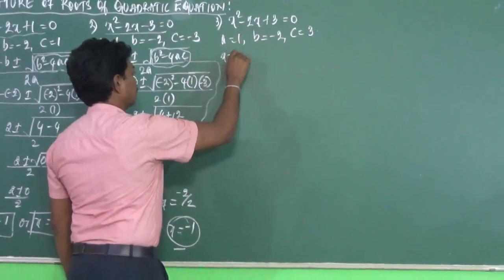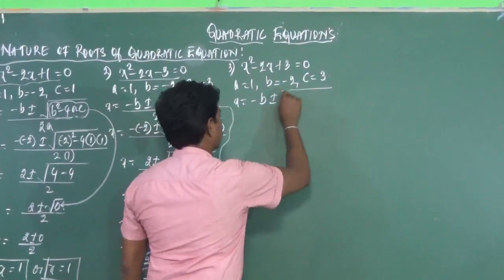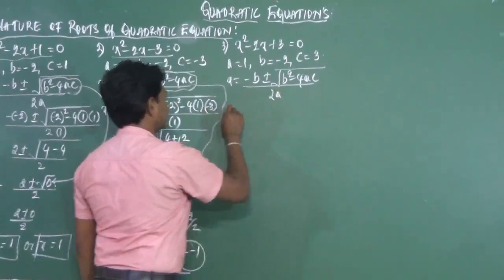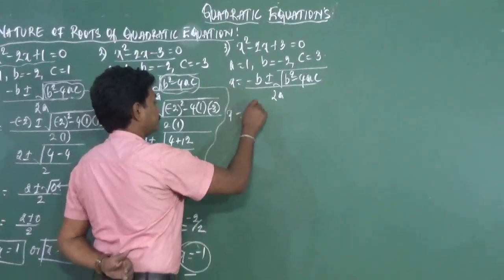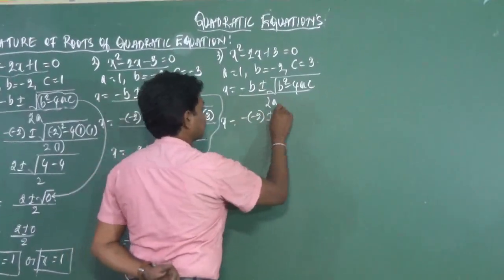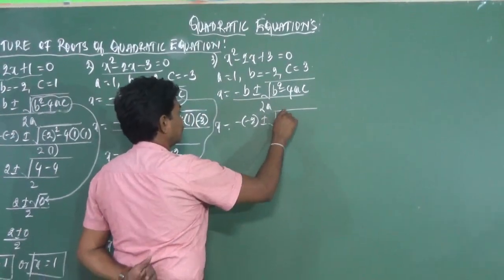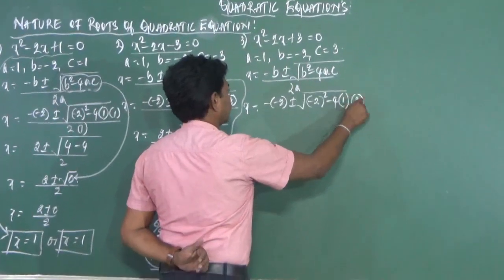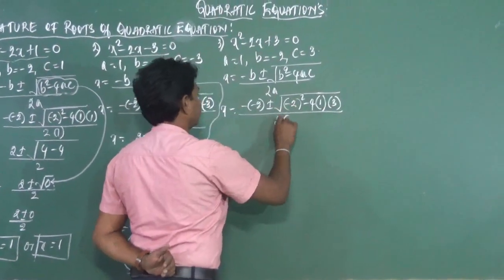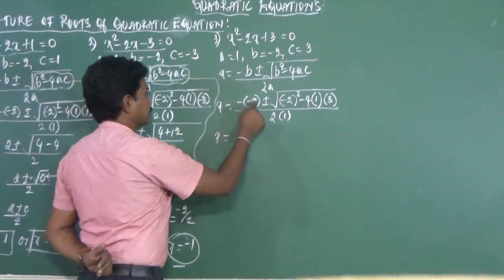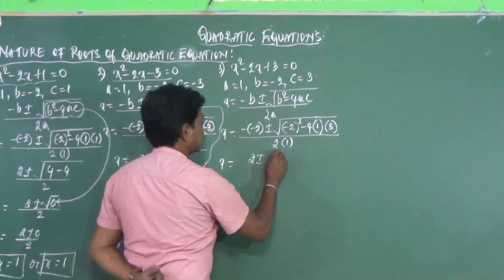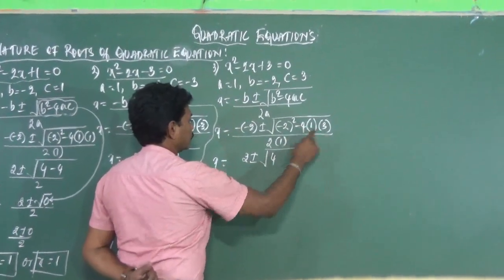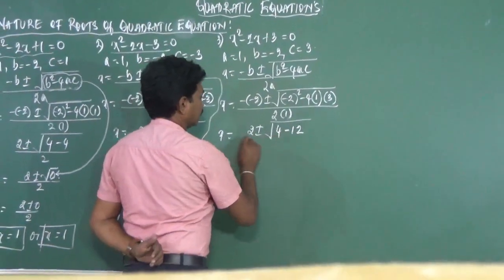Okay. So x is equal to minus b plus or minus square root of b square minus 4ac by 2a. So x is equal to minus b, minus of minus 2, plus or minus square root of b square, minus 2 whole square, minus 4 into a 1, c 3. Okay, very good. By 2a, 2 into 1. So x is equal to minus into minus 2 is 2, 2 plus or minus square root of minus 2 whole square is 4, 4 ones are 4, 4 threes are 12, that is minus 12, by 2.